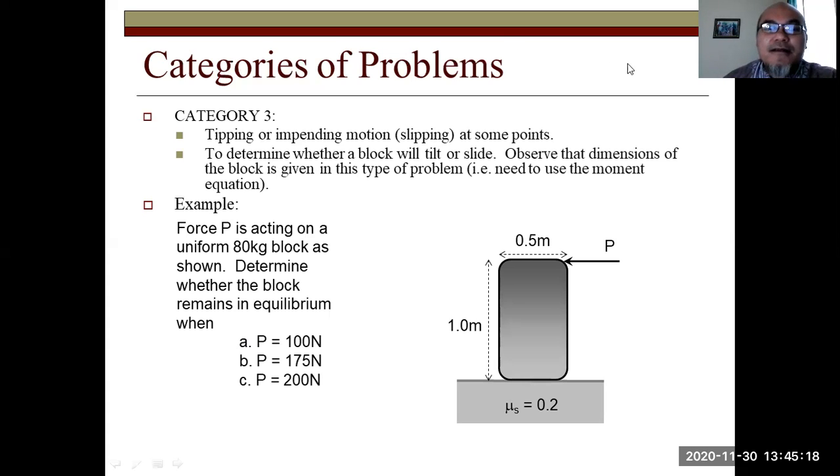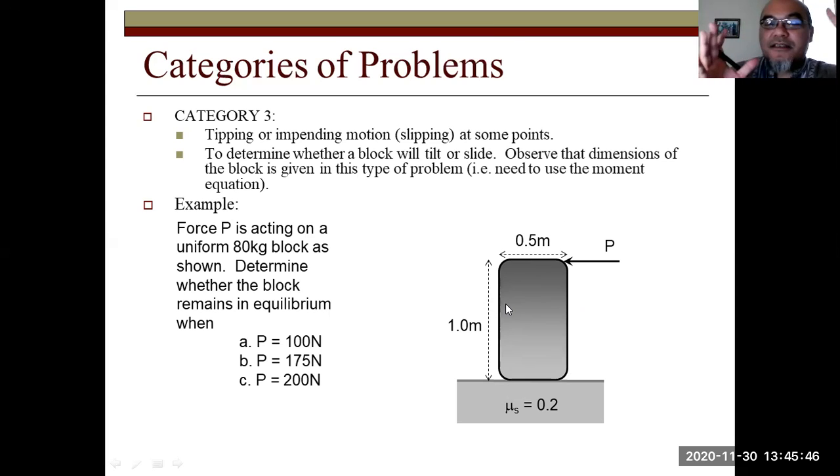So for example, here a force P is acting on a uniform 80 kilogram block as shown. Determine whether the block remains in equilibrium when P is 100 Newton, B, P is 175 Newton, and C, P is 200 Newton. So mu s is known, 0.2, and the dimension of the block is known, 0.5 times 1 meter.